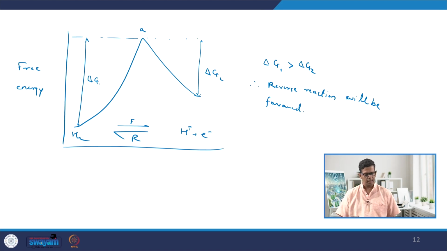Now, let us try to make it slightly technical and see how we can find out these reaction barriers and how we can relate them with the potential at which we are operating the cell. So, we will go ahead with the Butler-Volmer equation in the upcoming class and stop here.